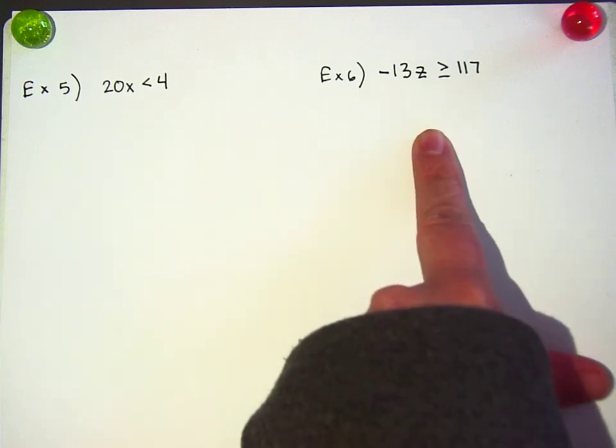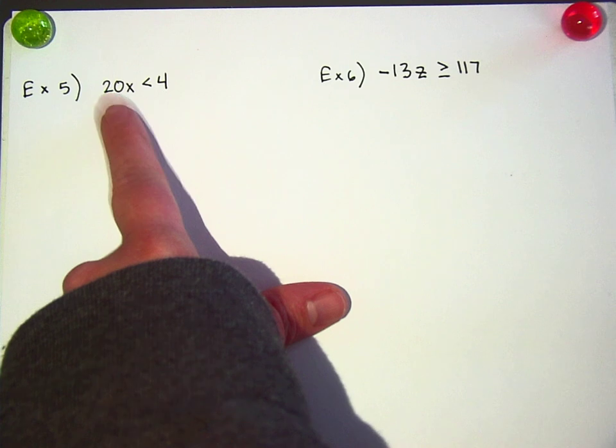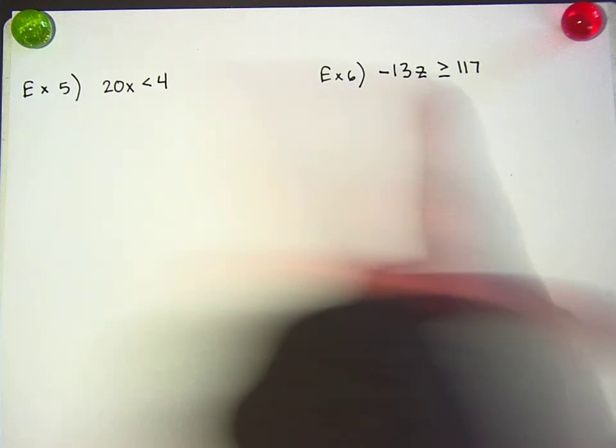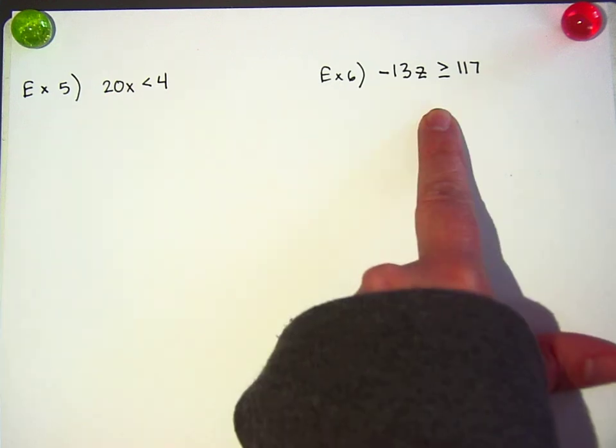Example 6. Wouldn't it be going to the right? Because you flip the sign. You don't flip the sign. You only flip the sign if you're dividing by a negative number. Or multiplying by a negative number.